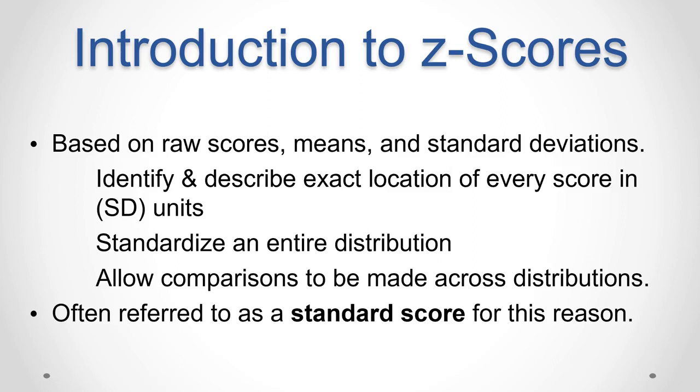There are three things that z-scores can do for us. 1. Identify and describe the exact location of every score in the distribution in standard deviation units. 2. Standardize an entire distribution so that we can determine probabilities. And 3. Take different distributions and standardize them, making them equivalent so that we can compare different distributions.